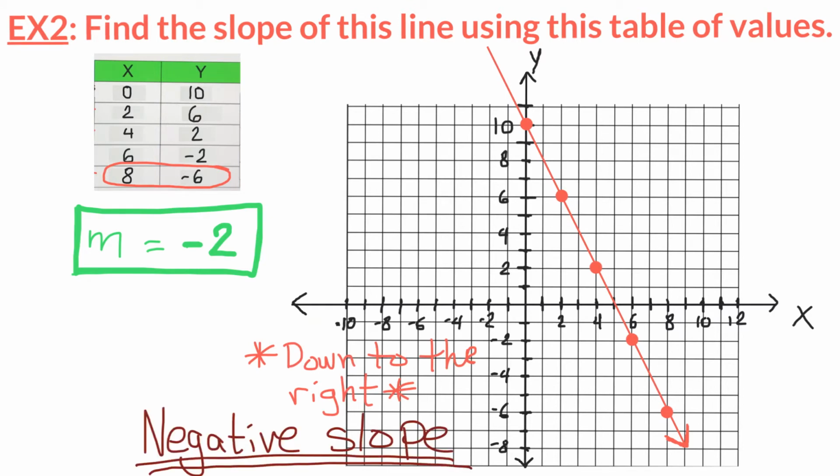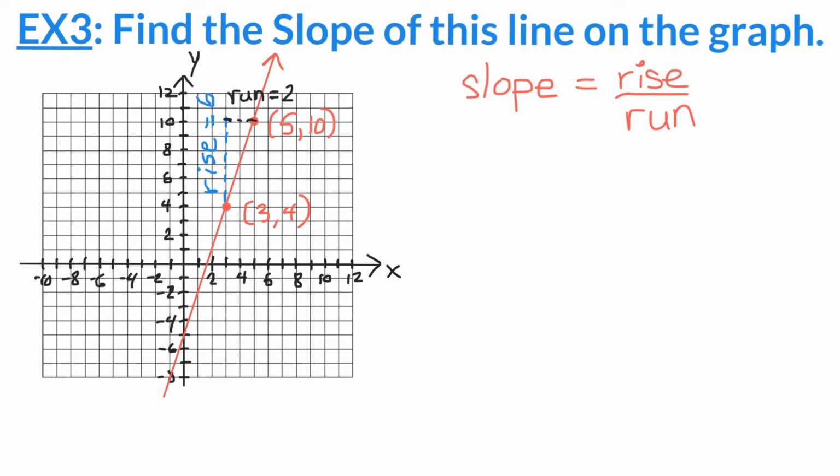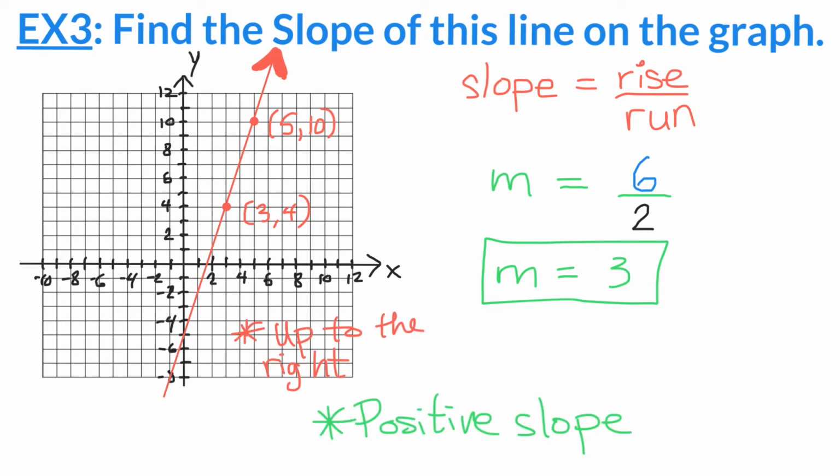Let's look at the next example, finding the slope using a graph. In order to find the slope of a line on the graph, you need 2 points. In this case, we have (3, 4). Also, we have (5, 10). Remember, the slope always equals the rise over run. In this case, our rise is 6 and the run is 2. Therefore, m equals 6 over 2. And when we divide these two numbers, the slope equals positive 3. This makes sense because the line is going up to the right, so it is a positive slope.